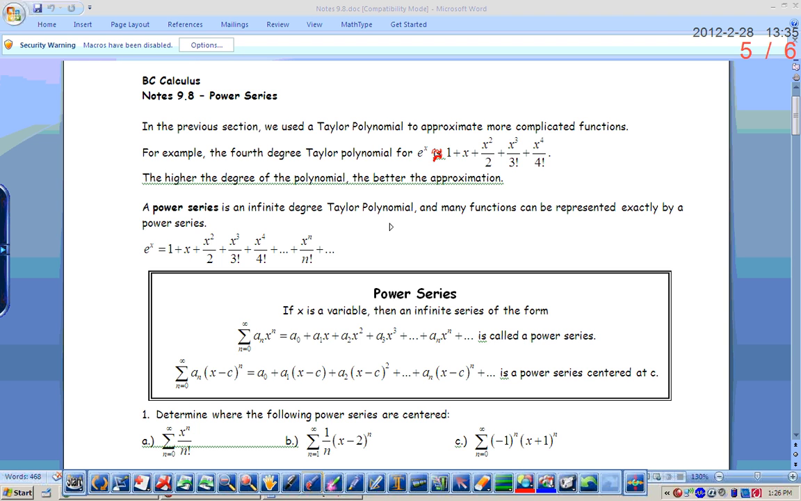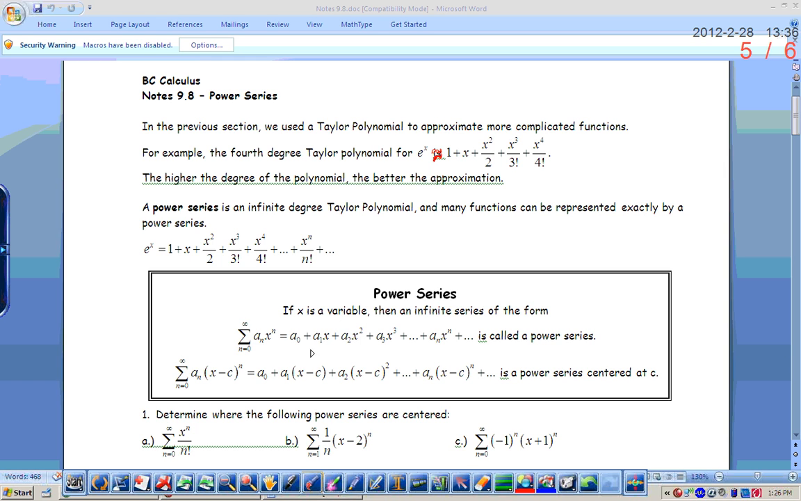Well, a power series is an infinite degree Taylor polynomial. And many functions can be represented exactly by a power series. So e to the x is exactly that Taylor polynomial with an infinite number of terms. So if you're talking about an infinite Taylor polynomial, then it's called a power series.